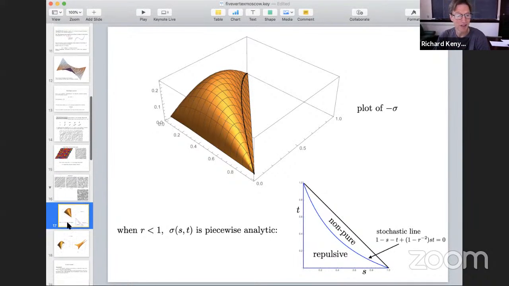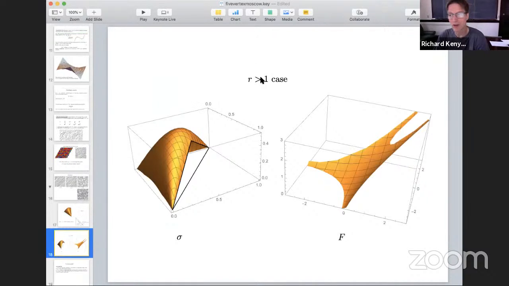By the way, for the R bigger than one case, it's actually analytic on the whole domain, although it has this interesting boundary behavior along the diagonal. This is a vertical, anyway.